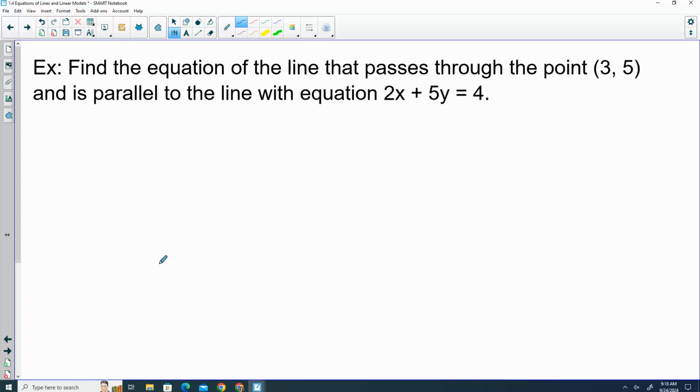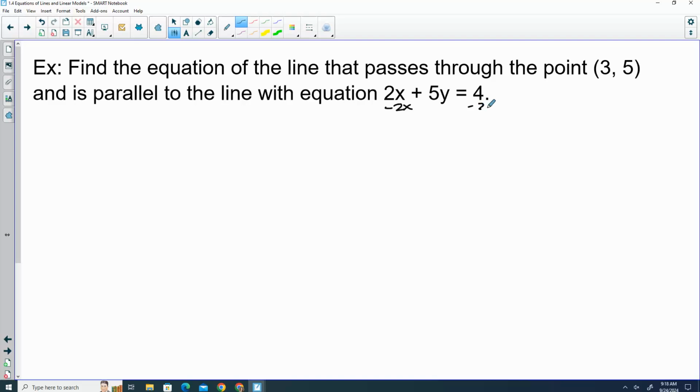Find the equation of the line going through the point (3, 5) and parallel to the line 2x plus 5y equals 4. So if they're going to be parallel, what's that tell me? Same slope. We know to write the equation of a line, we need our point and our slope. So we need to get the slope of this. It's written in standard form. To find my slope, I have to rewrite it.